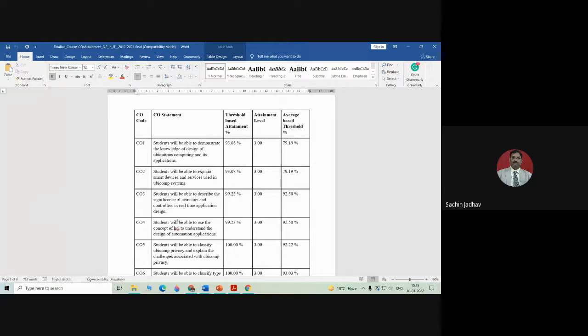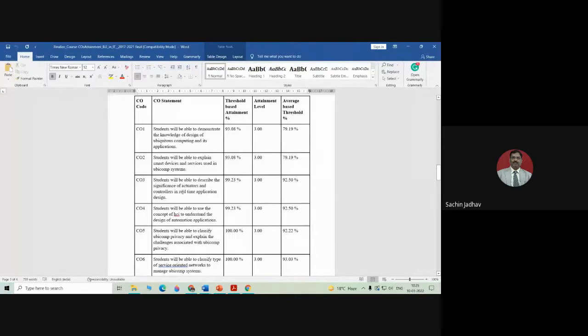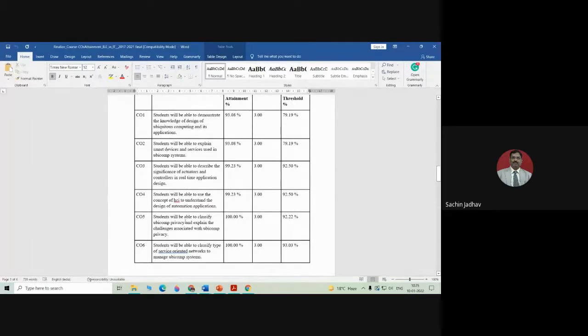and all those. Students will be able to explain smart devices and services used in Ubicom systems. Students will be able to describe the significance of actuators and controls in real-time application designs. Students will be able to use the concept of HCI to understand the design of automation applications. Students will be able to classify Ubicom privacy and explain the challenges associated with Ubicom privacy. And students will be able to classify types of service oriented networks to manage Ubicom systems.